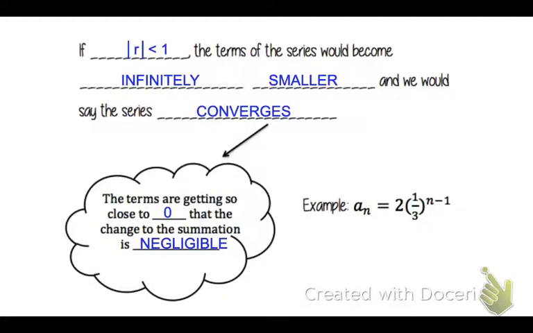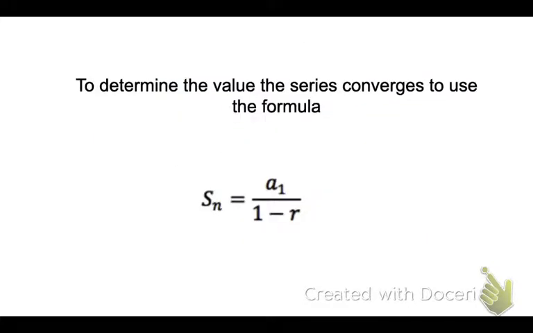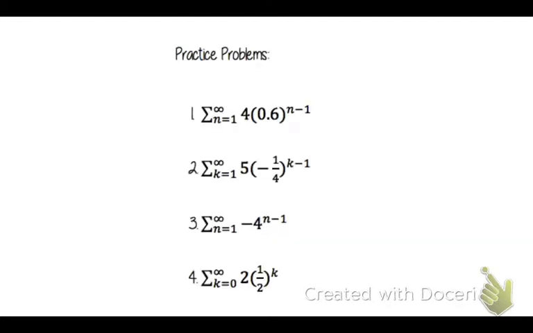So for this example, the common ratio is 1/3, and so I would look at that and say, yes, that is going to converge, and then that leads us to the question, well, how do I figure out what it converges to? So in order to determine the value that the series converges to, we use the formula a sub 1, the first term, divided by 1 minus the common ratio. Once we calculate that value, that's going to be equal to the summation of that infinite geometric series.